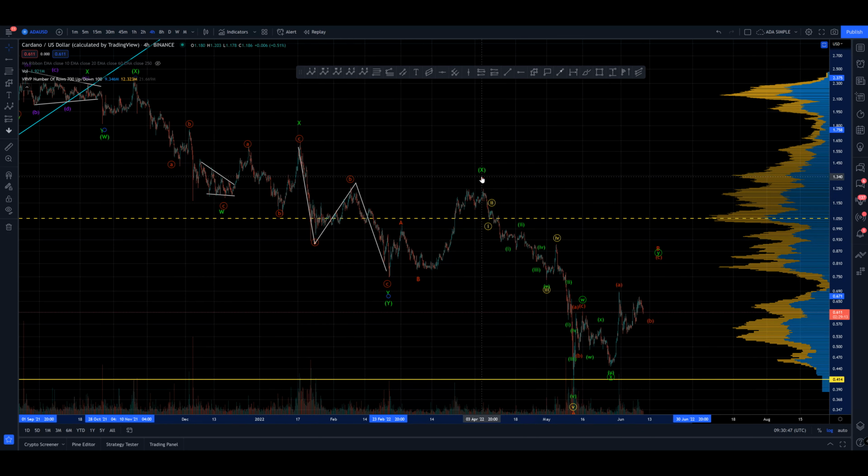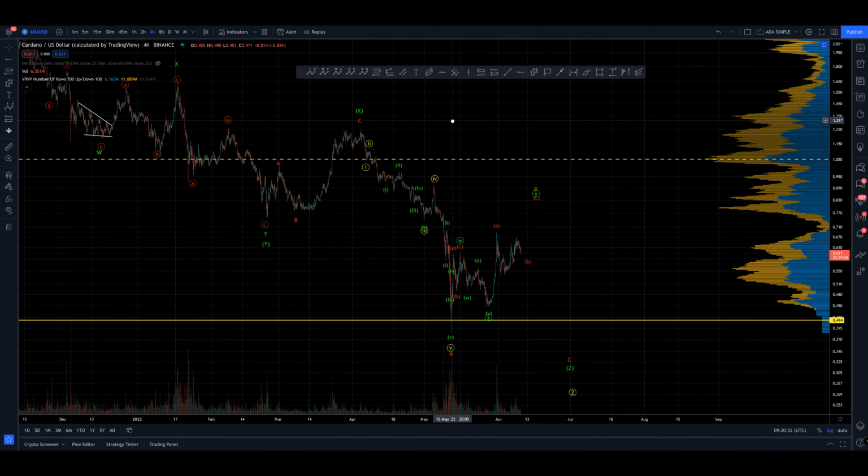This is the pivot. We come to here. This is our second X wave in what is a triple zigzag at intermediate degree.